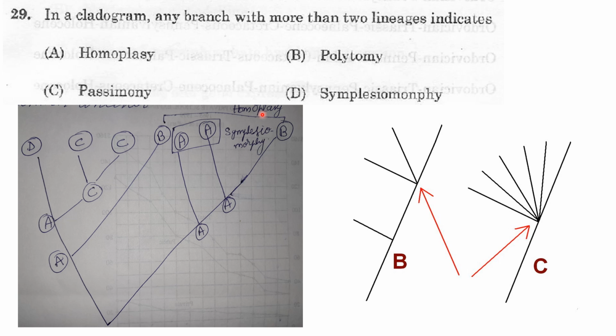Then what is parsimony? It is choosing the evolutionary tree from a group of evolutionary trees, and you choose the one which is having the least number of evolutionary events or least number of evolutionary changes. So you select that particular tree. That is called as parsimony.